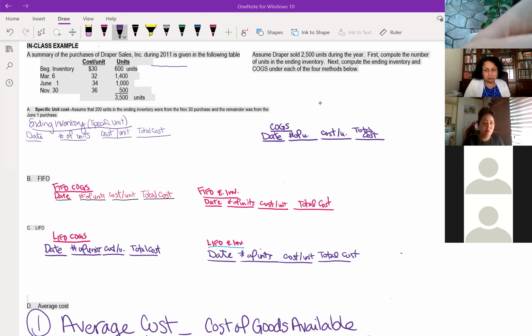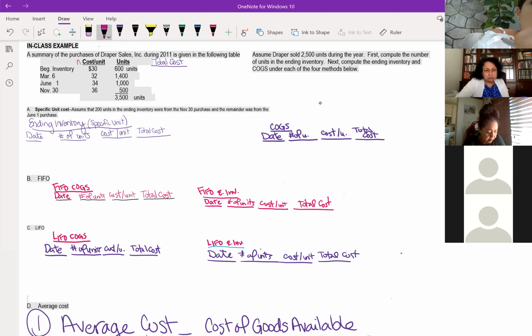So before I even start with any of the methods, I'm just going to calculate the total cost column. And how do you figure out that extended cost or that total cost? Multiply the cost per unit for the total units. Yeah, so the cost per unit times the number of units for each layer.